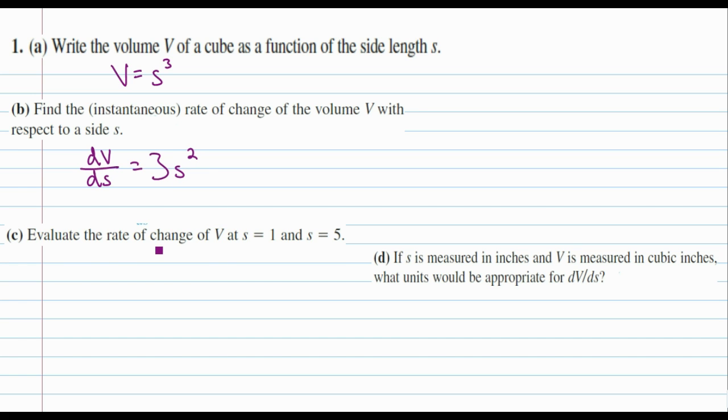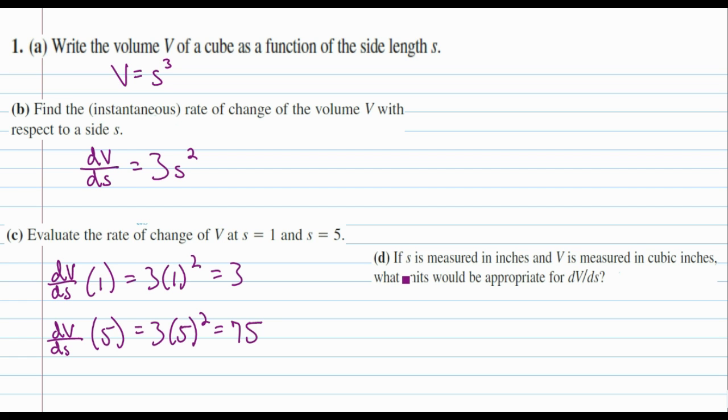Part C, evaluate the rate of change of V at s equals 1 and s equals 5. So I need dV/ds of 1 and dV/ds of 5. Now part D asks if s is measured in inches and V is measured in cubic inches, what units would be appropriate for dV/ds? Well, the change in V is in cubic inches, and ds, the change in s, is in inches. So it would be cubic inches per inch, or cubic inches of volume, this time, for every inch of side length.